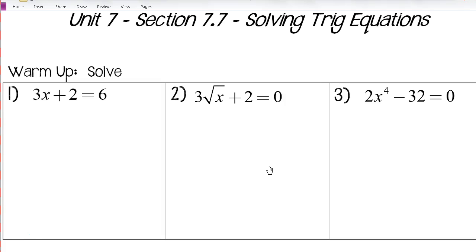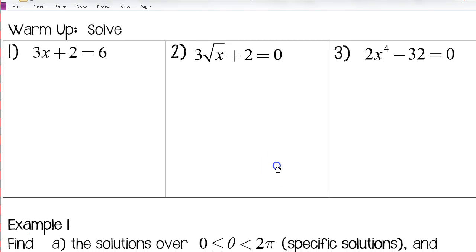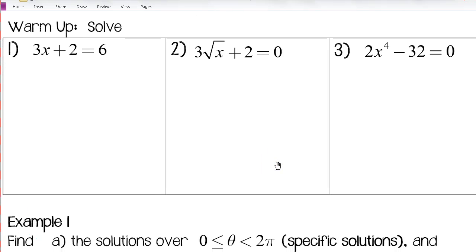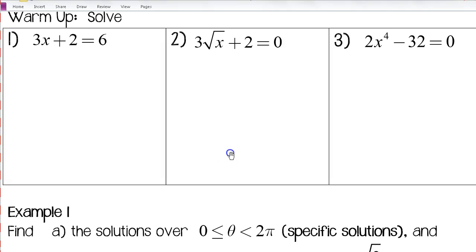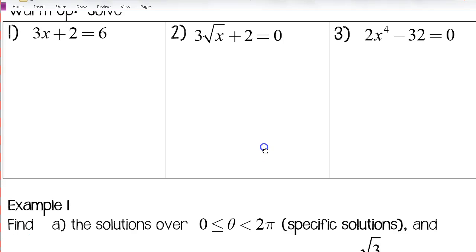So before we get started, I'd like you to pause the video and go ahead and work on these three warm-up problems, just a little bit of practice solving a few different types of equations. We're going to use the same techniques that we use to solve these equations when we solve trig equations. We'll just have an additional step towards the end when we're solving. But this will give us a good warm-up, so go ahead and pause and work these out.